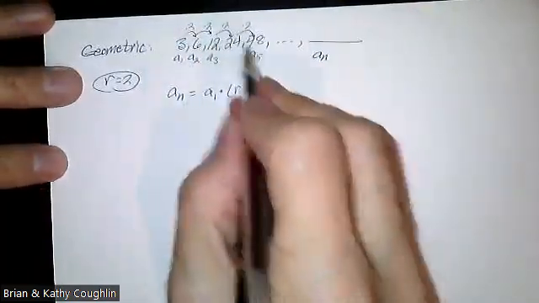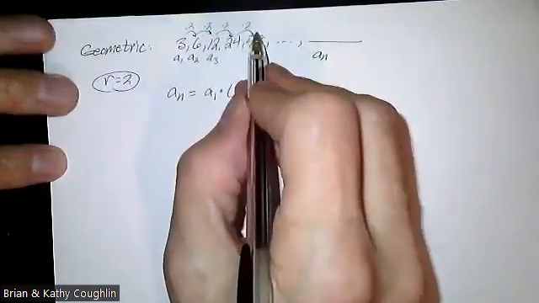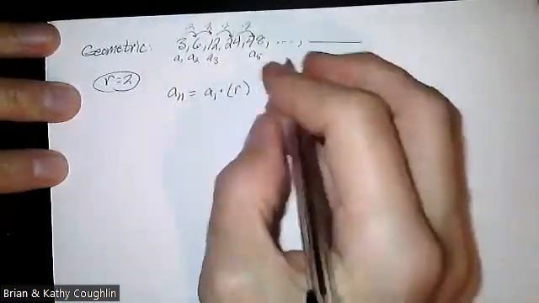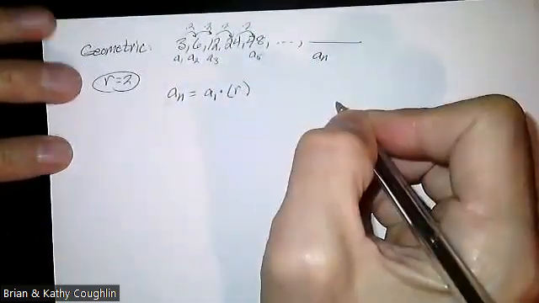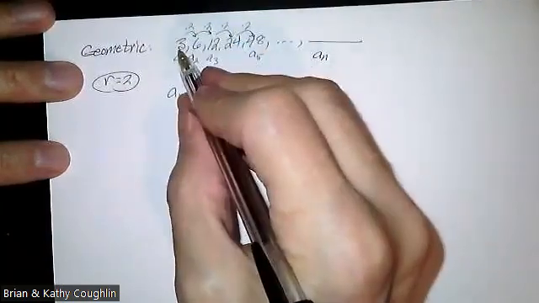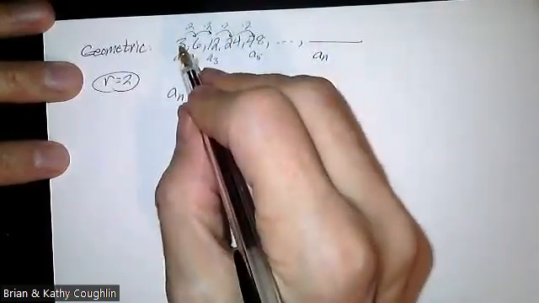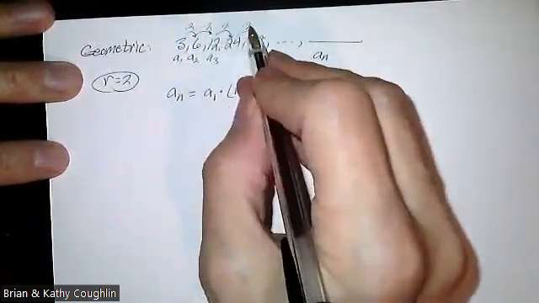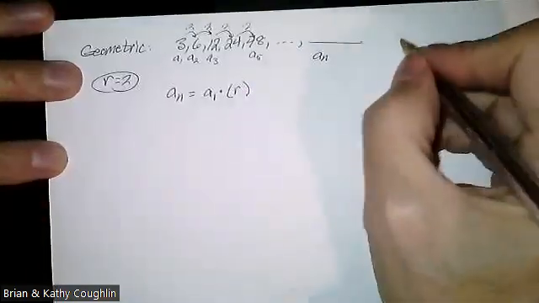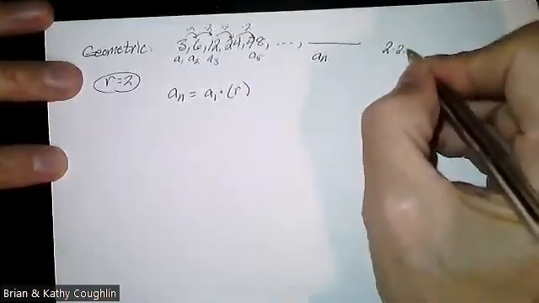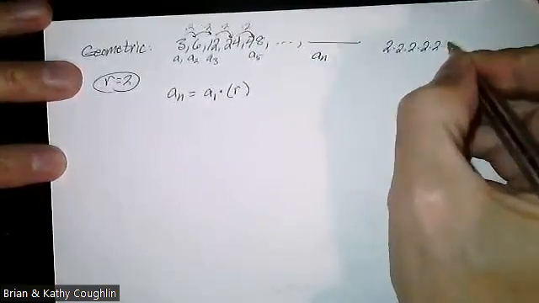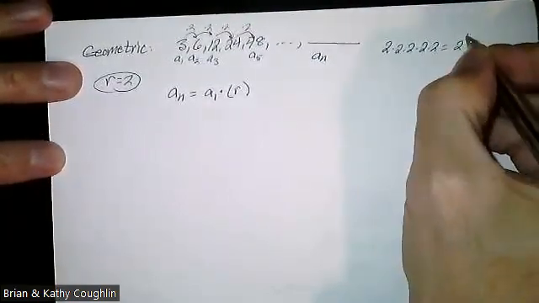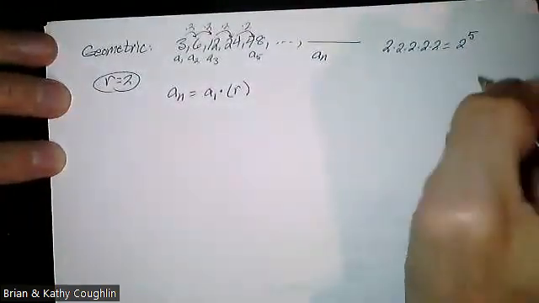If you have 5 terms, there are 4 jumps in between them. If there are 10 terms, there are 9 jumps in between them. And if there are n terms, there's going to be n minus 1 jumps. Now, what's the short way of saying times 2, times 2, times 2, times 2, times 2 a bunch of times? Let's say you have 2 times 2 times 2 times 2 times 2. There is a short way to write that. It's using an exponent. It's like 2 to the 5th power.